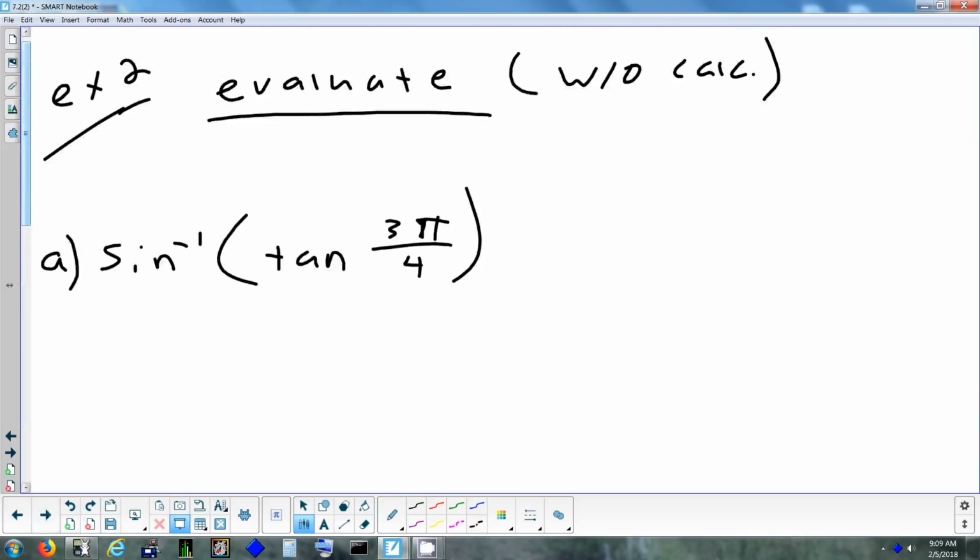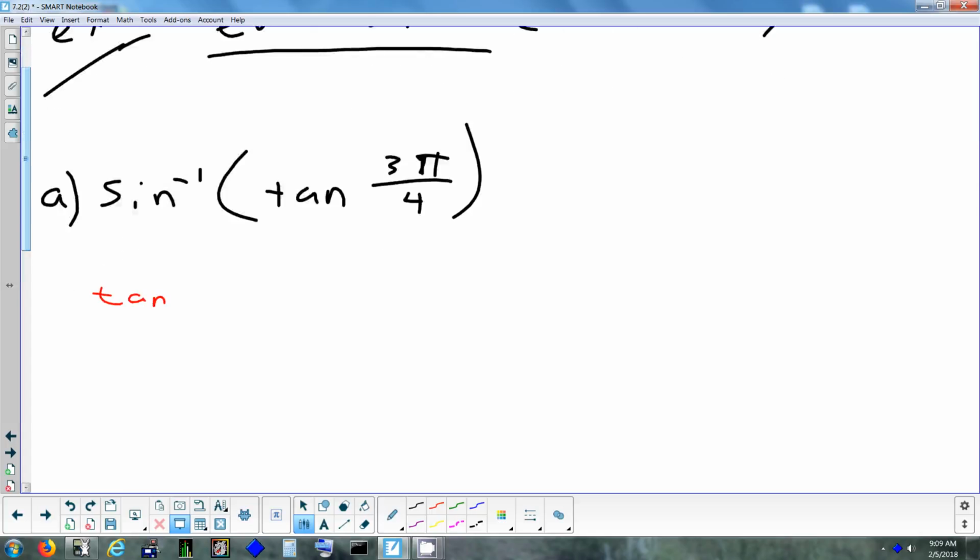Okay, if you think PEMDAS, you're going to start with what's inside. Forget about inverse sine for now. Let's start with the tangent of 3 pi over 4. See if we can figure out that. 3 pi over 4 is in radians. For what I'm going to do next, some people might find it easier to do in degrees. So what is 3 pi over 4 in degrees?